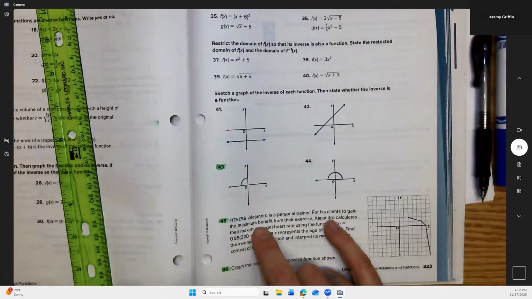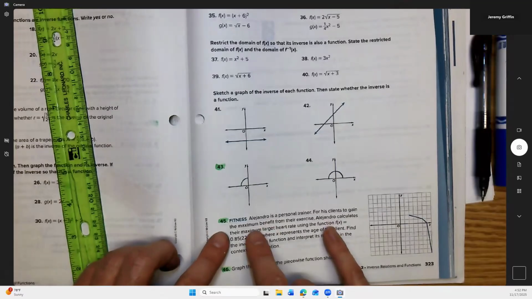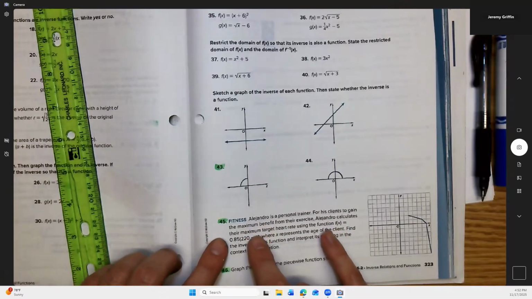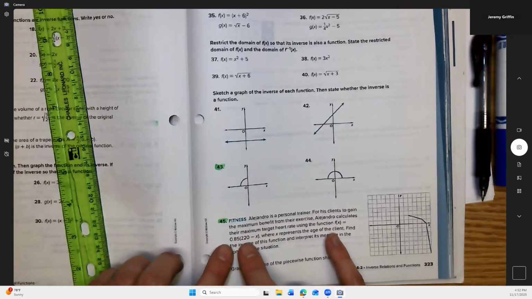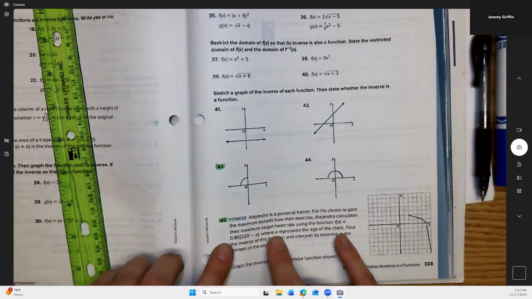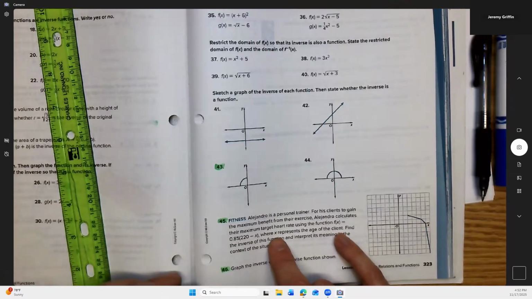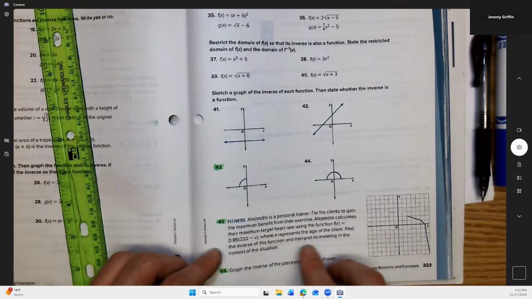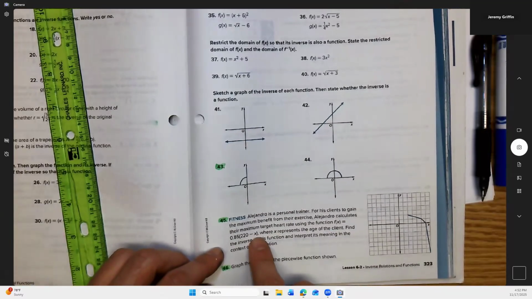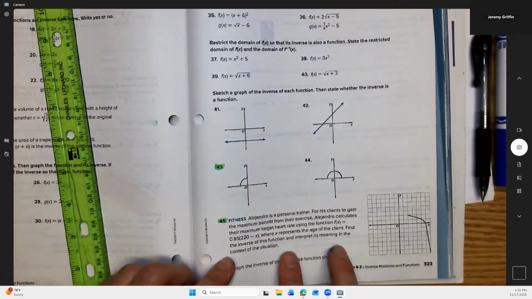46. Alejandro is a personal trainer. For his clients to gain the maximum benefit from the exercise, Alejandro calculates the maximum target heart rate using the function f(x) equals 0.85 times (220 minus x), where x represents the age of the client. So if someone comes in and says, I'm 47 years old, what should my heart rate be to optimize my exercise? You just plug in 47 here, and it'll tell you the optimal heart rate. Find the inverse of this function and interpret its meaning.